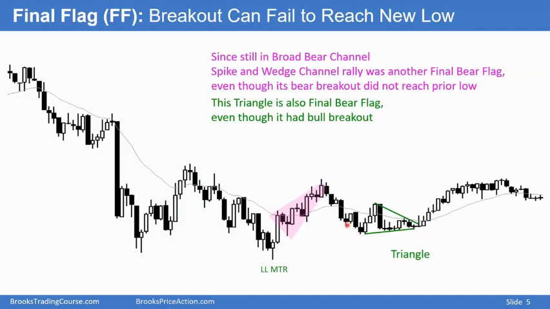Here, in this case, a triangle. A higher low major trend reversal. We have a lower low major trend reversal here, usually followed by a higher low major trend reversal, which we have here, and at least one more leg up.